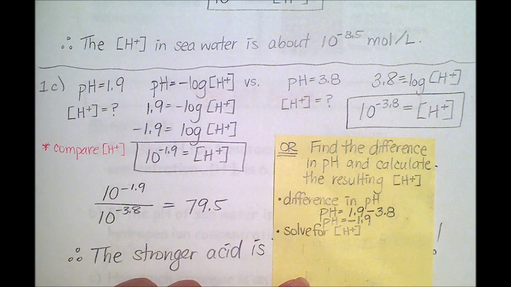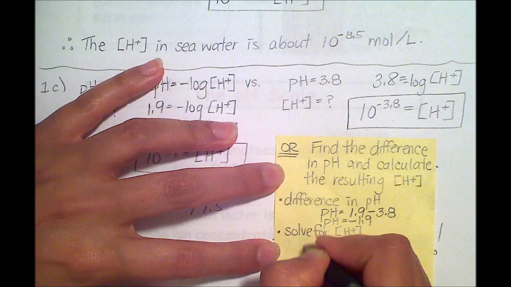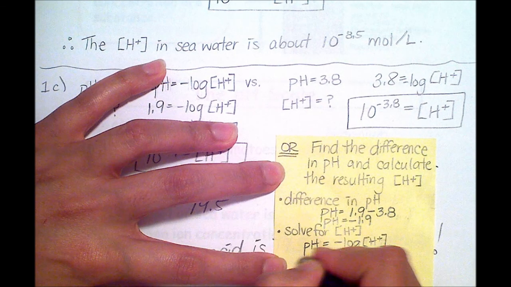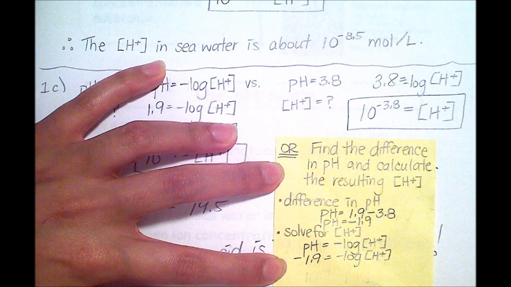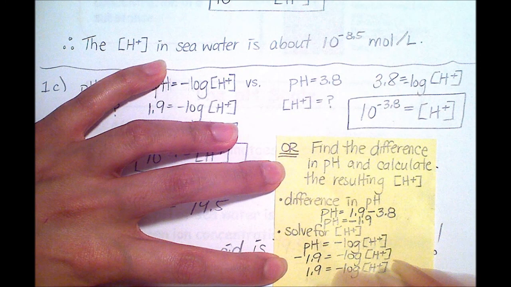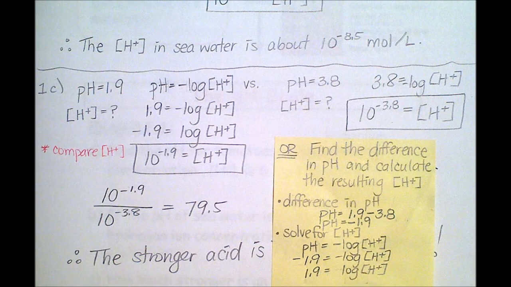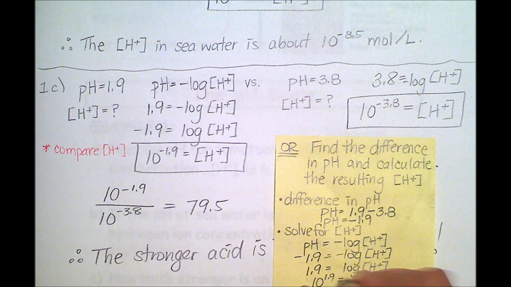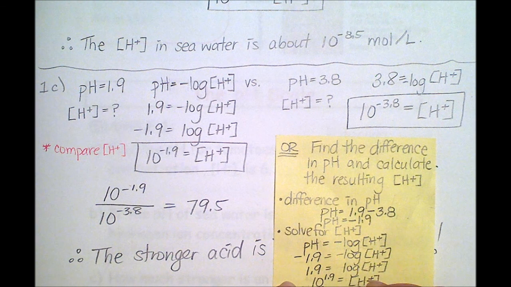And now if I plug this into the formula to calculate the concentration of the hydronium ion, I get pH equals negative log of the concentration of the hydronium ion. And so negative 1.9 equals negative log of the concentration of H+. Divide both sides by negative 1, and I get 1.9 equals negative log of the concentration of H+. And oops, that's positive, since I divided both sides by negative 1. And so then I get 10 to the exponent 1.9 equals the concentration of the hydronium ion, which is actually 79.5. Okay, so this is just another way of doing it.